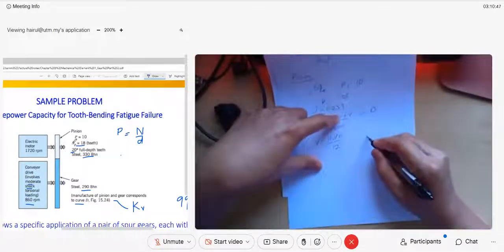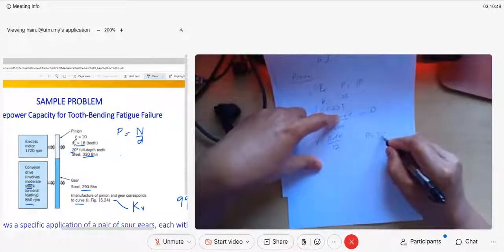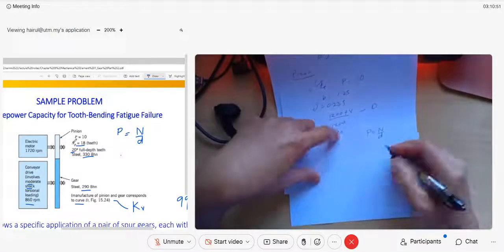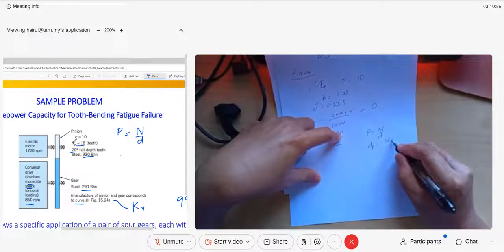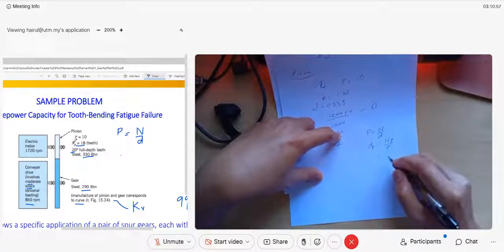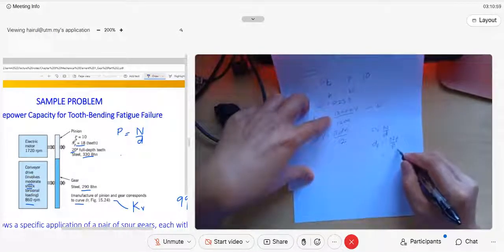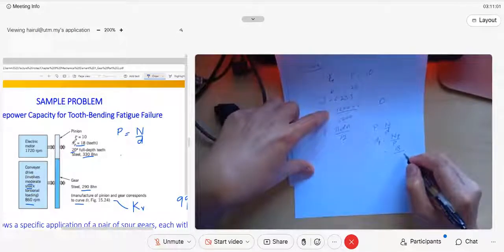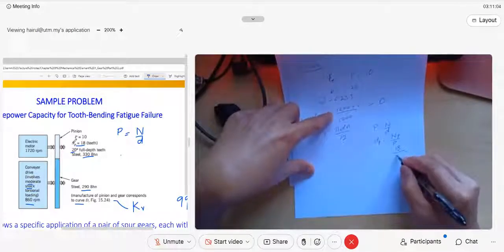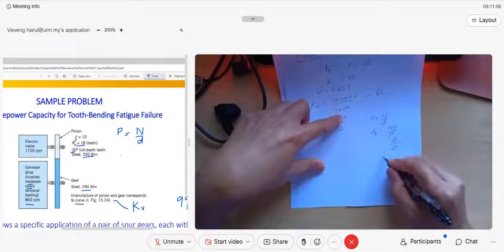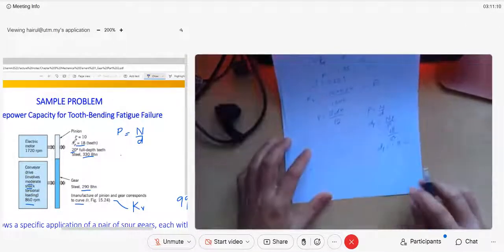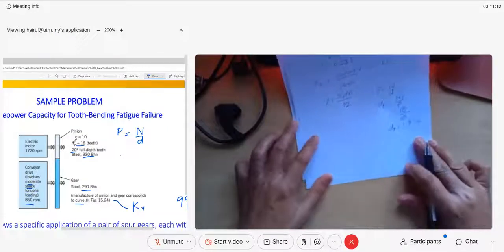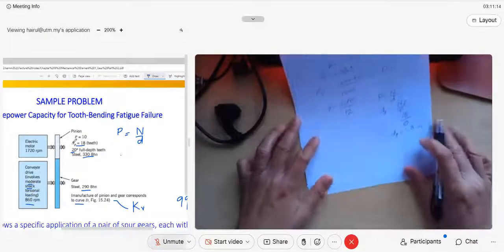Because we know diametral pitch is N over D, the diameter of your pinion is N pinion over diametral pitch. N pinion we already know is 18, and the diametral pitch is 10. So the diameter of the pinion is 1.8 inch. Okay, understand? Clear or not?